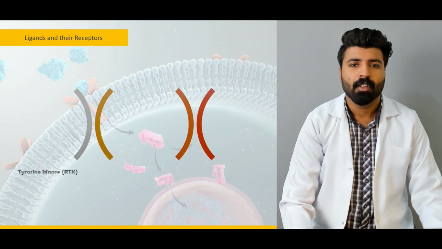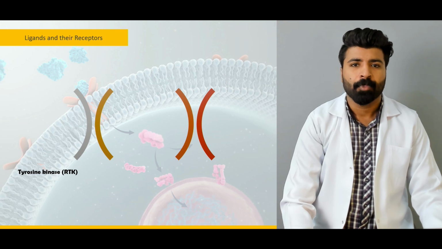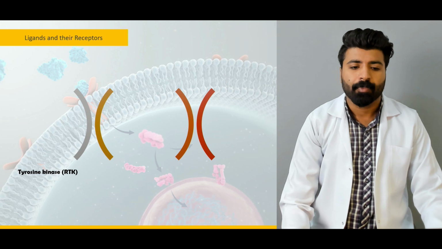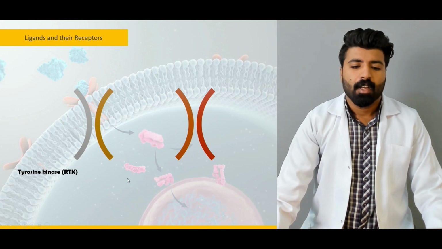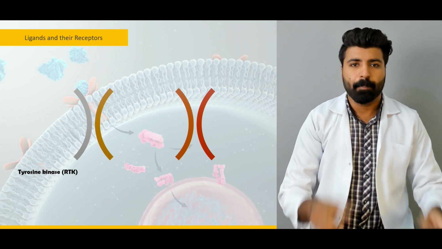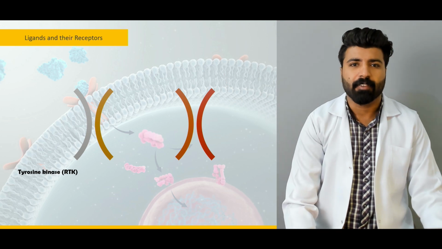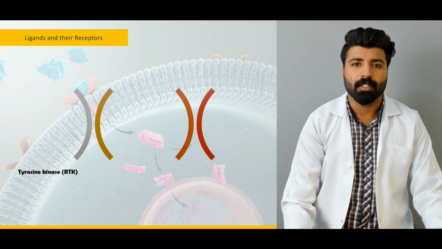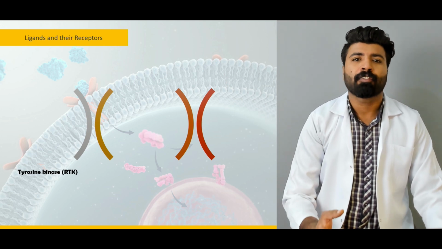Let's start with, first of all, tyrosine kinase. Most of the time you'll see it written as RTK. It's actually the tyrosine kinase pathway. So what happens in the tyrosine kinase pathway? Let me give you a brief overview. Tyrosine is actually an amino acid. It's a bunch of amino acids.